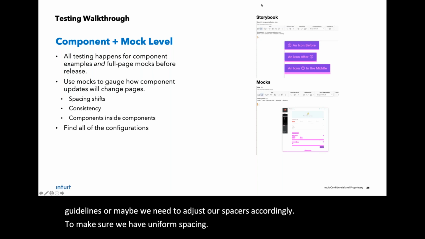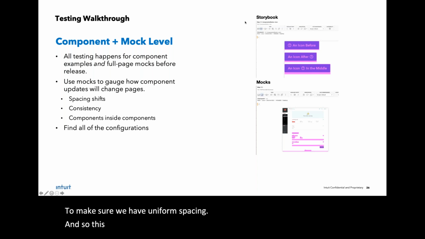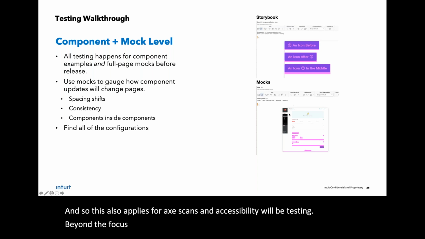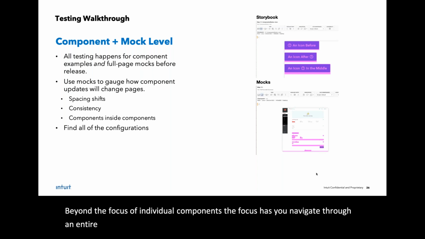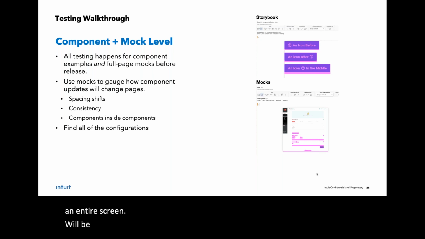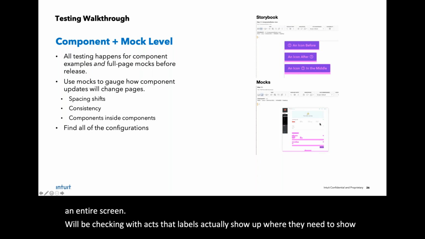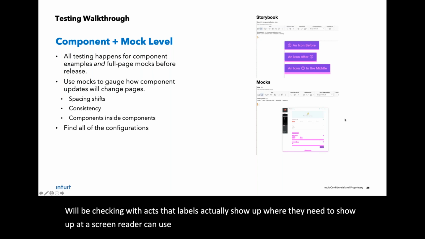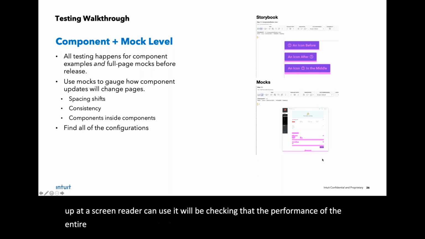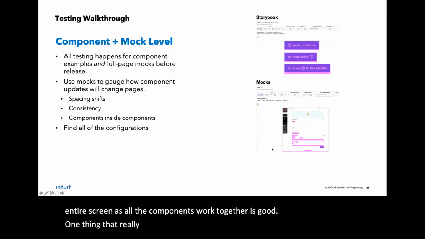And so this also applies for ACS scans and accessibility. We'll be testing beyond the focus of individual components, the focus as you navigate through an entire screen. We'll be checking with ACS that labels actually show up where they need to show up, that a screen reader can use it. We'll be checking that the performance of the entire screen as all the components work together is good.